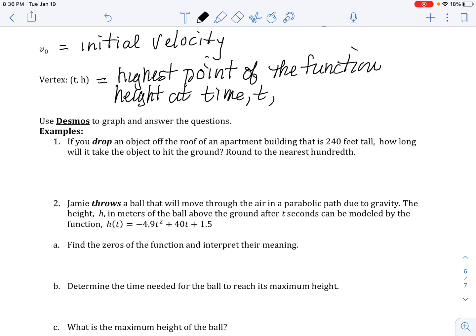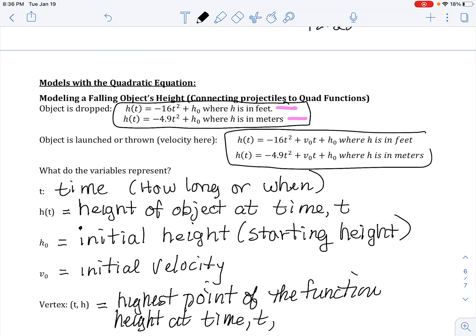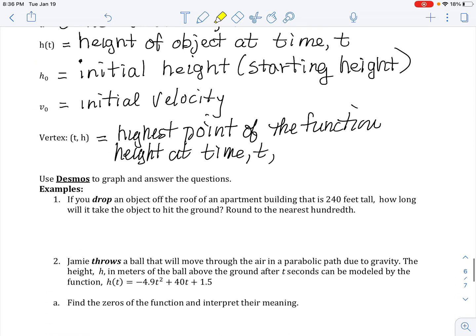So let's use Desmos and let's answer some questions. If you draw, okay, and by the way, here's your equations. Whoops, I got ahead of myself. Here are the equations you're going to focus on. Why are there two sets of different equations? One of them has velocity and one of them doesn't. So I want you to pay attention to that. Object is dropped, object is launched or thrown. That's how you know which equation to use.